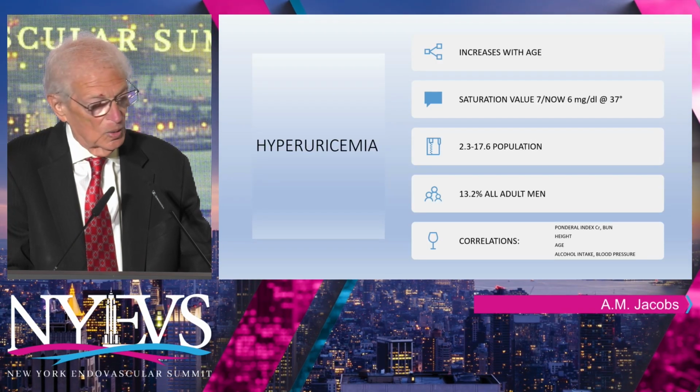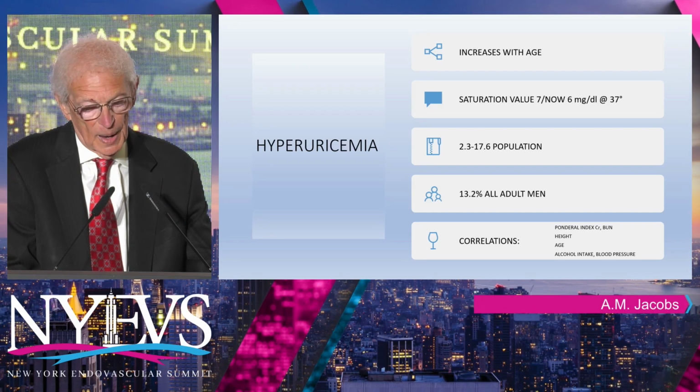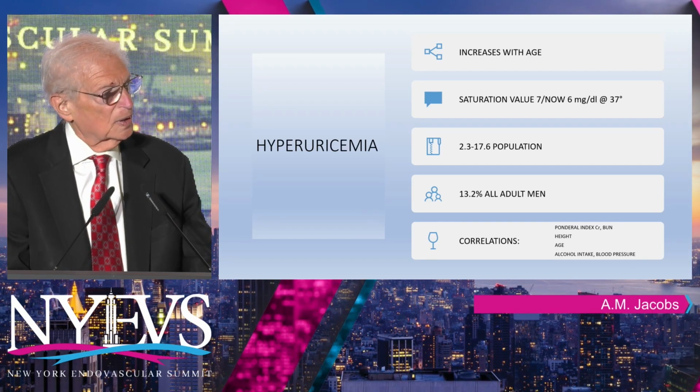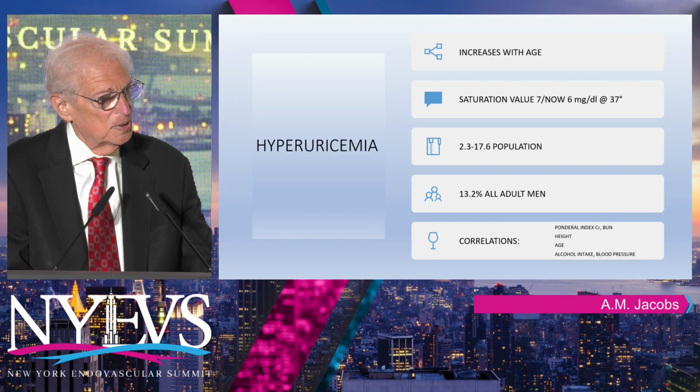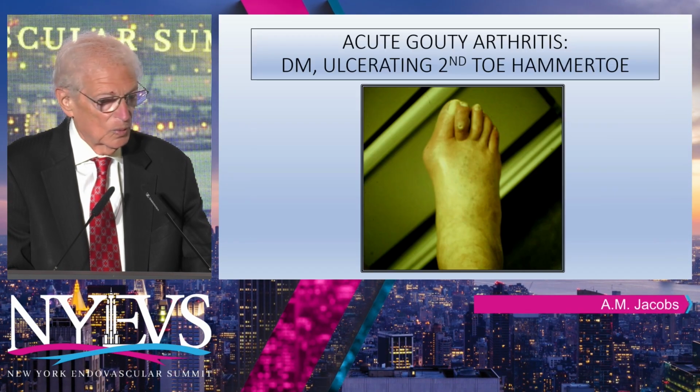If you don't recall, the level you're supposed to go after is about 6 milligrams per deciliter. I'm so old, I remember when I graduated PCPM, the normal gout level was 10. And now we're all the way down to 6.